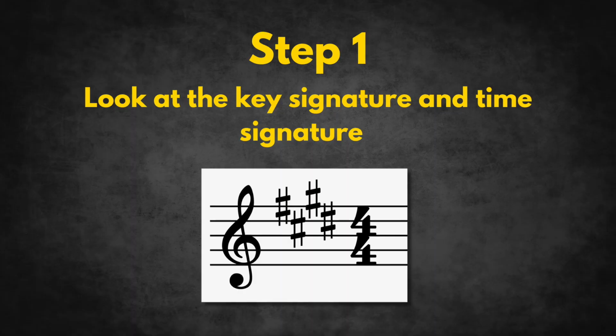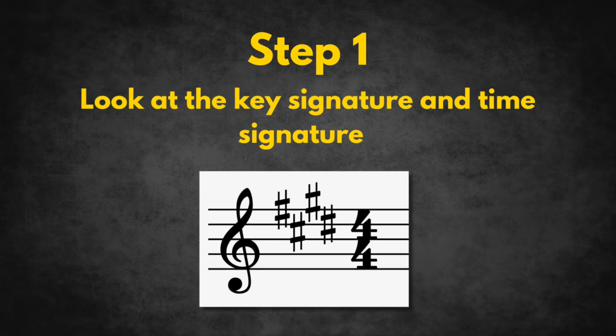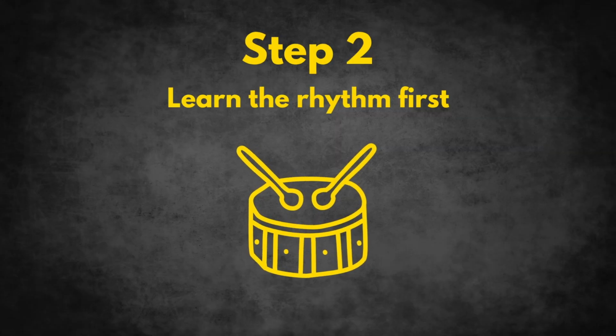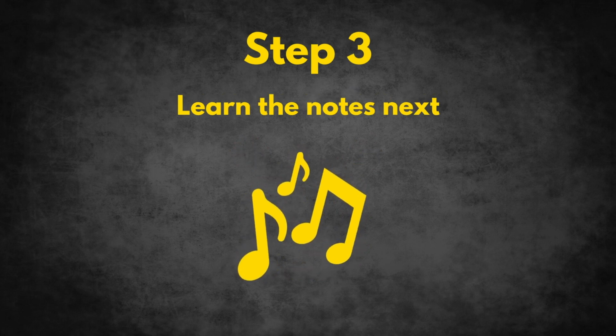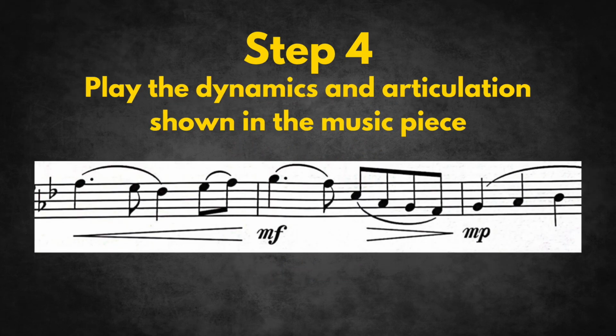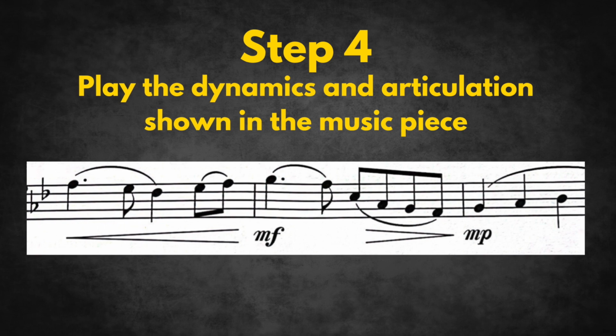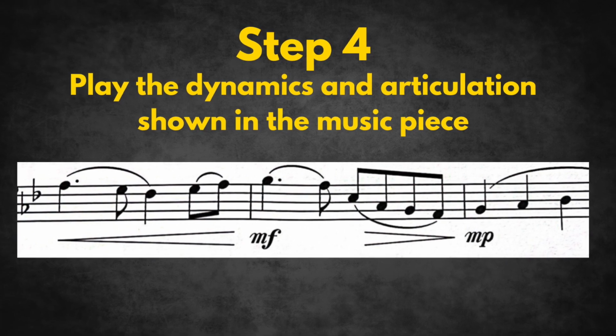Once again, here are the steps to reading music easier and faster. Step 1. Look at the key signature and time signature. Step 2. Learn the rhythm first. Step 3. Learn the notes next. Step 4. Play the dynamics and articulations shown in the music piece. These steps will help you read music much faster and you'll have an easier time doing so.